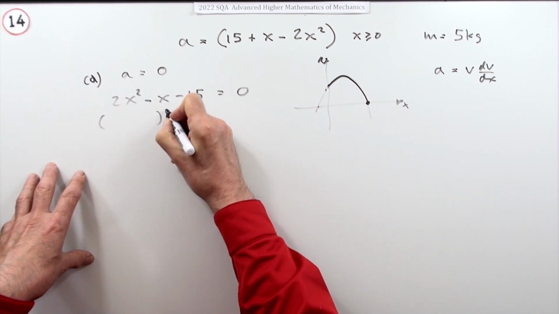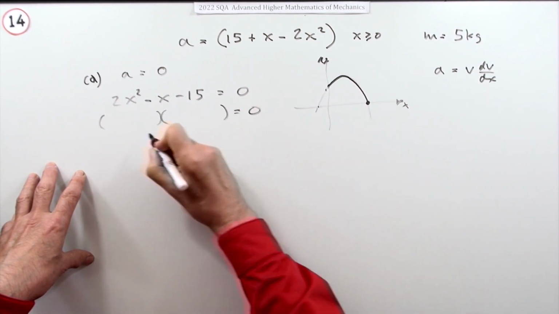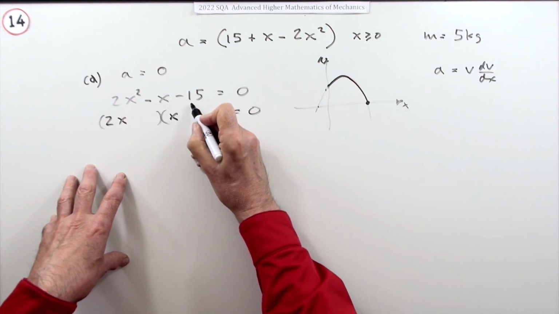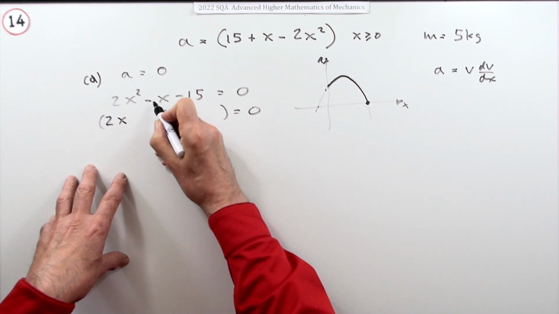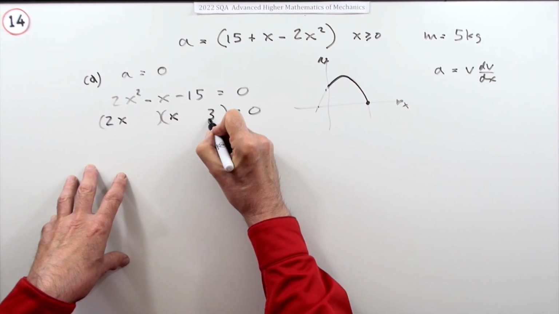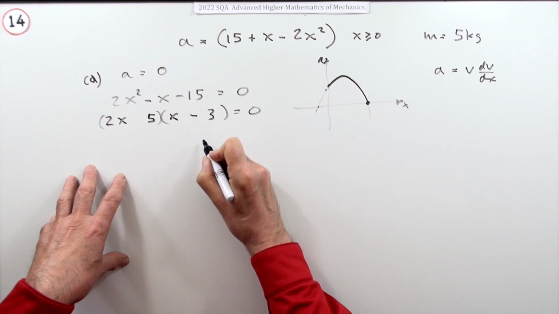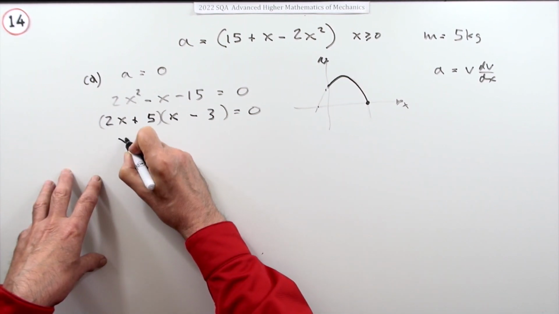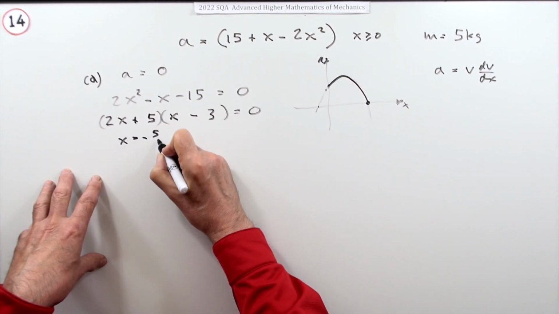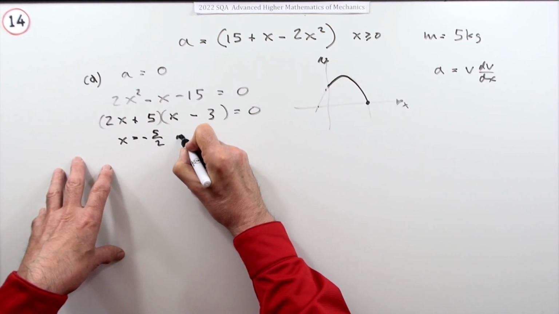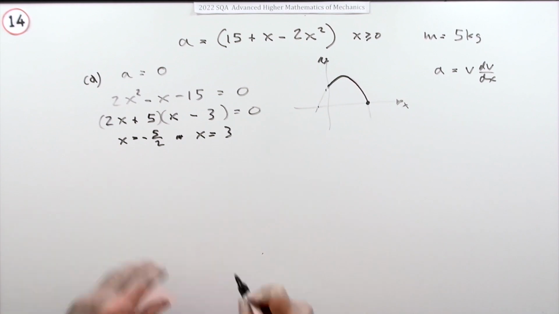Well, that must be 2x and that must be x. And then you've got 3 and 5. I want to make a difference of 1, so I'll have to do 2 3s or 6. So 3 and 5, negative in the middle, minus the 3 plus the 5. So that's going to give you 2 answers. Either negative 5 upon 2, so that's before it started, or the one that you want, x equals 3. So that's the answer you want.